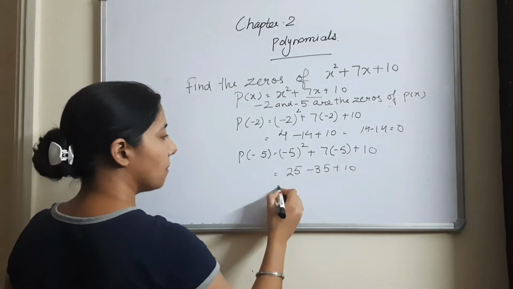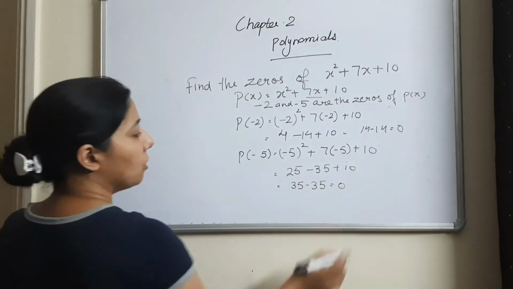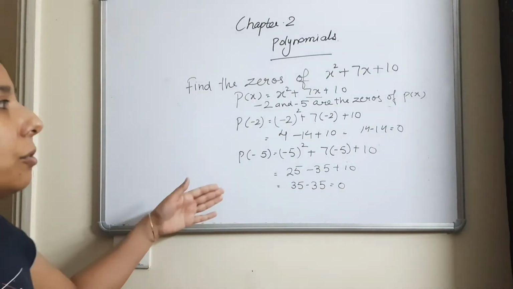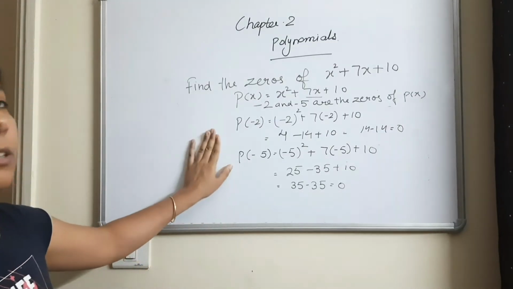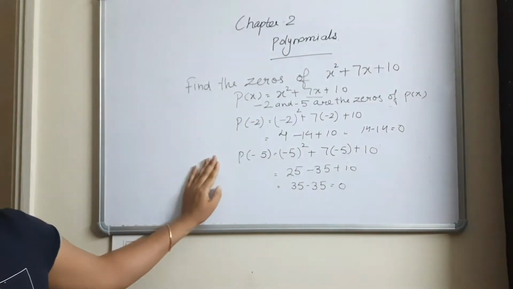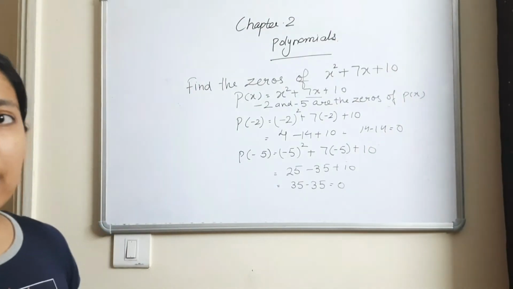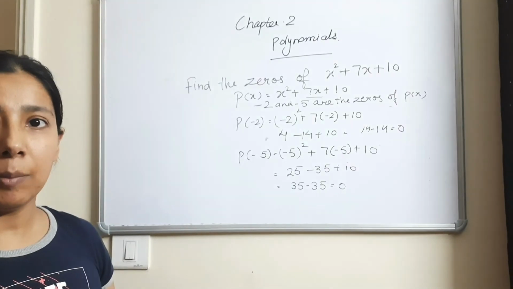Plus 10. This is 35 minus 35, that equals 0. So this is the way you can verify your answer, and this is the way you can calculate the zeros of the given polynomial. This is an important type from the CBSE point of view also. Note it down in your notebooks. Next we will take one more example on the same type. Fine.